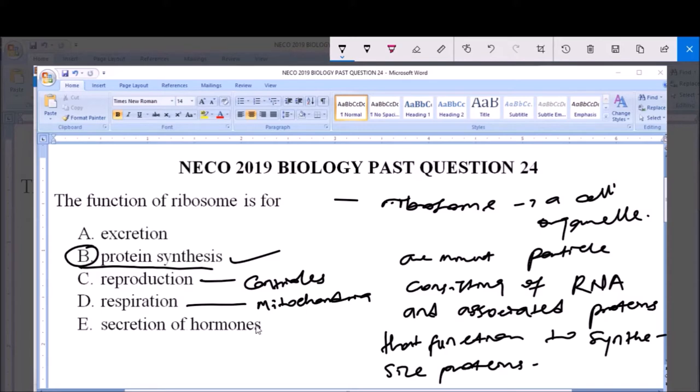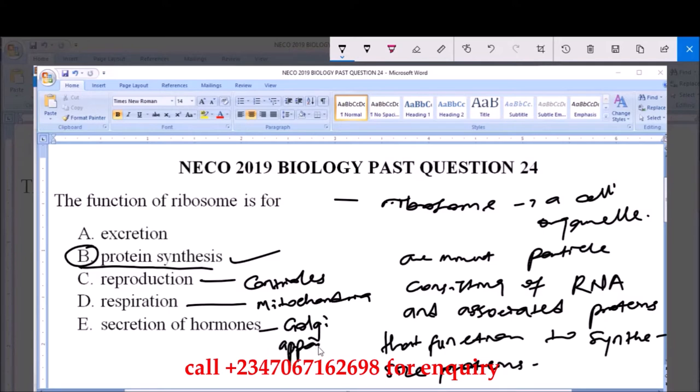And then for secretion of hormones, you can say the Golgi bodies or Golgi apparatus and the secretory granules. Secretion of hormones, Golgi apparatus, and also the secretory vesicles are also responsible for secretion of hormones. The Golgi apparatus actually helps to package these hormones and distribute them. Then the secretory vesicles secrete these hormones.